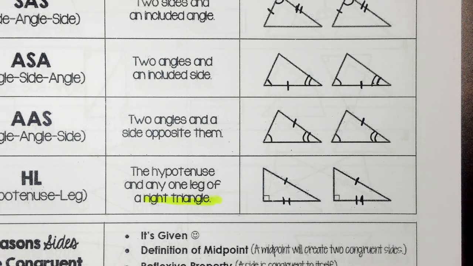And then another one is AAA. Anytime you read and you get angle, angle, angle, that won't prove congruency. And I can explain that one to you real quick. If two triangles have the same angles, that doesn't necessarily mean the triangles are congruent. That means they're similar. That means they're the same shape.